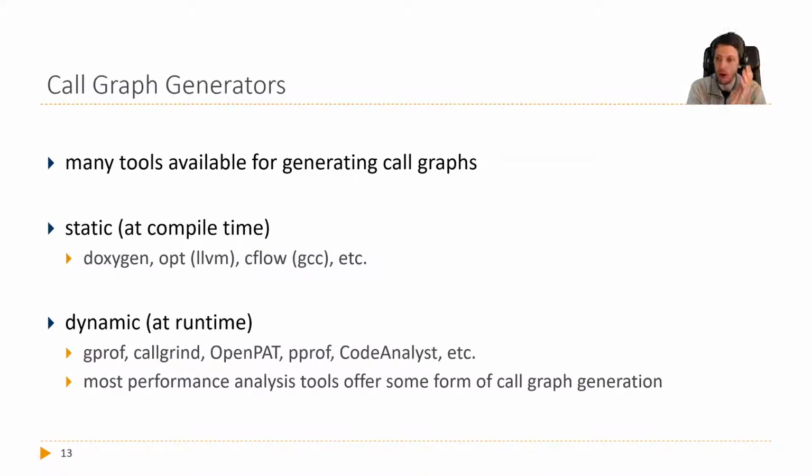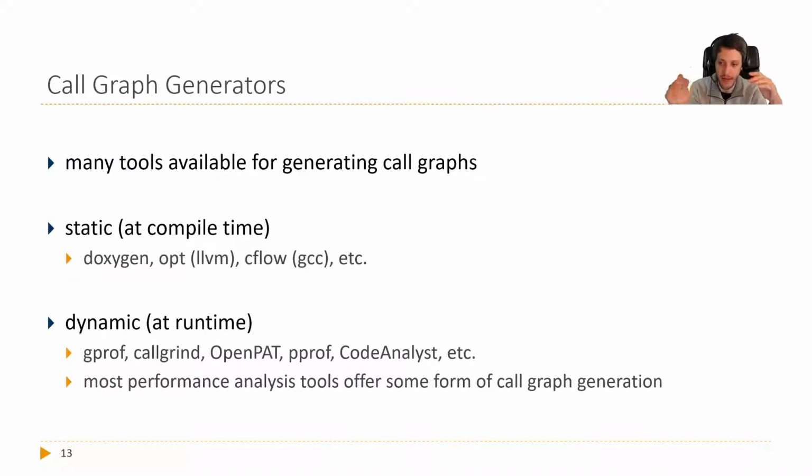Next to that, we have call graph generators. There are many tools available for generating such call graphs, and this can happen either statically at compile time, or it can happen dynamically at runtime. Statically, there's Doxygen, obviously, there's opt, there's cflow, and so on, and those are sort of limited because they only have the static information available. You would probably know which class is a subclass of another parent class in terms of inheritance, but it doesn't really tell you from which context a certain function was called if there are 5 possibilities. You will just know that there are 5 possibilities, but there's no runtime information.